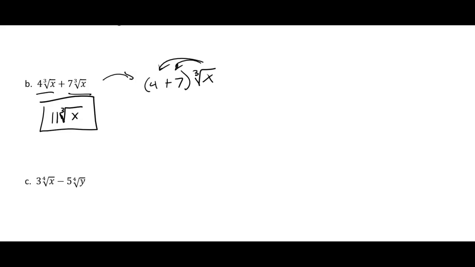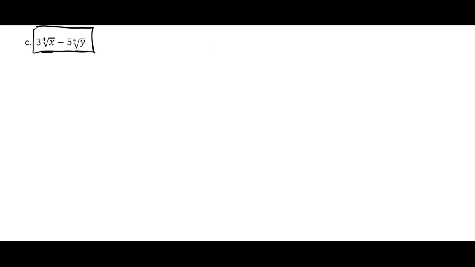All right, and then this last one, we have 3 fourth root of x minus 5 fourth root of y. Well, they do have the same index, but not the same radicand. There's nothing we can do, so we just leave it. And I think that's all for this video.